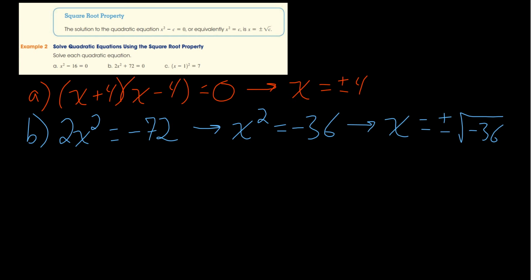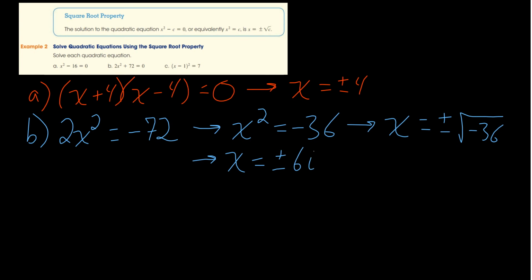So this becomes x is equal to, what I'm going to do is pull an i out, remember? So it's going to be plus or minus i, and then it just becomes the square root of 36. Well, the square root of 36 is just 6, so it would be i6, but that looks a little silly, so we're going to say 6i.